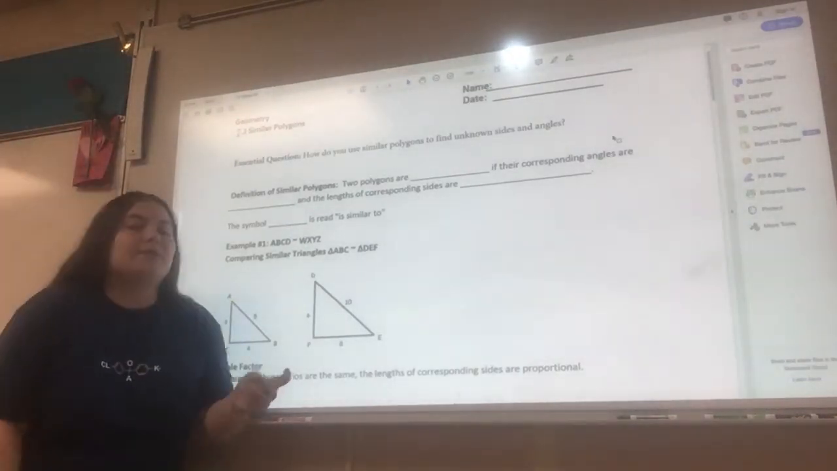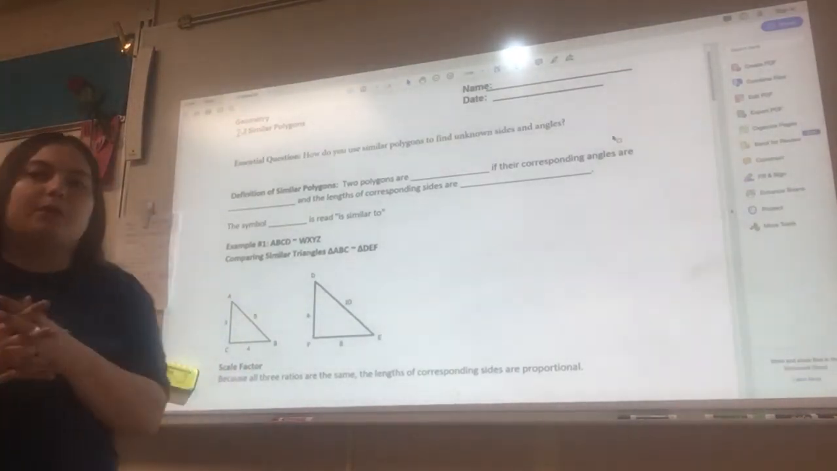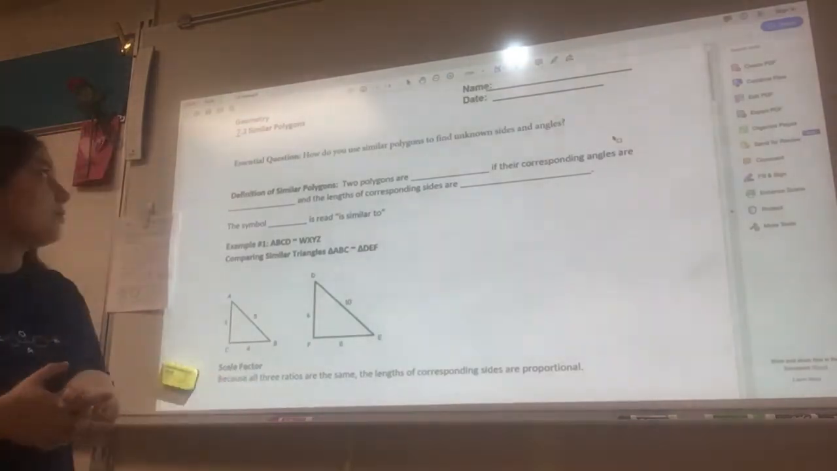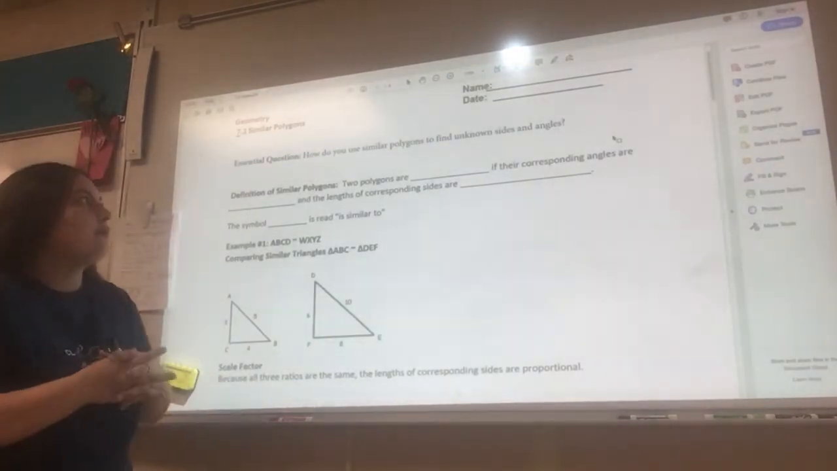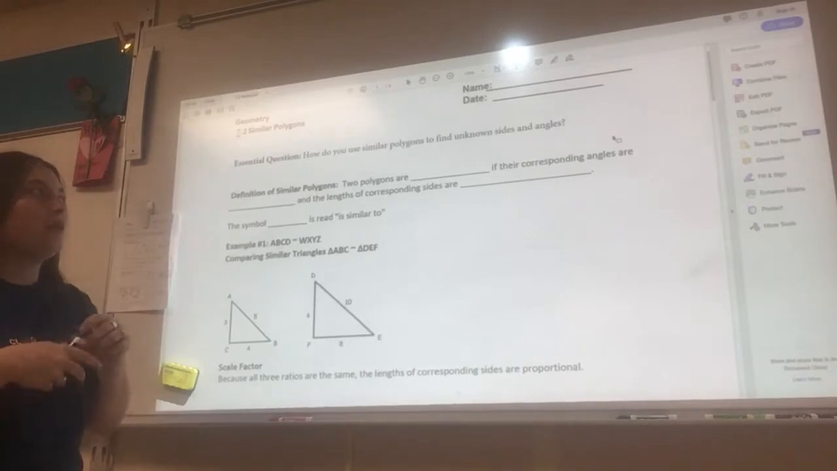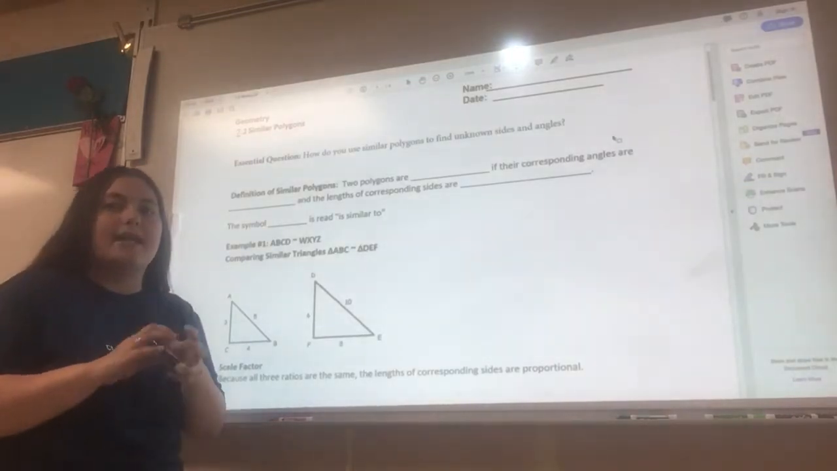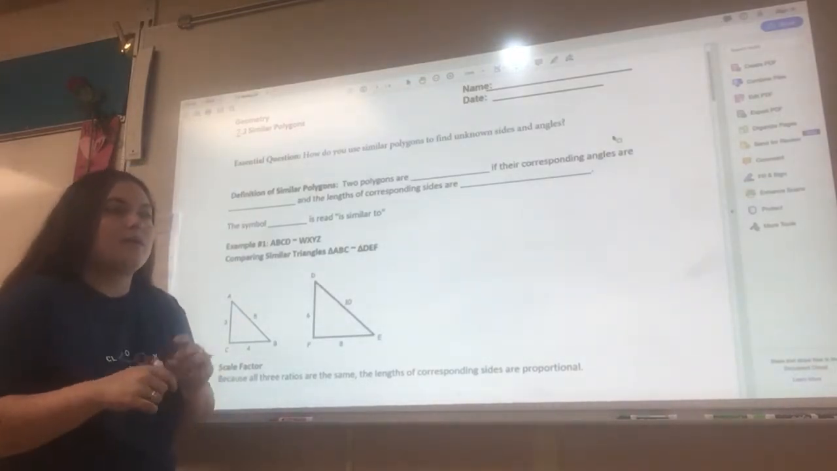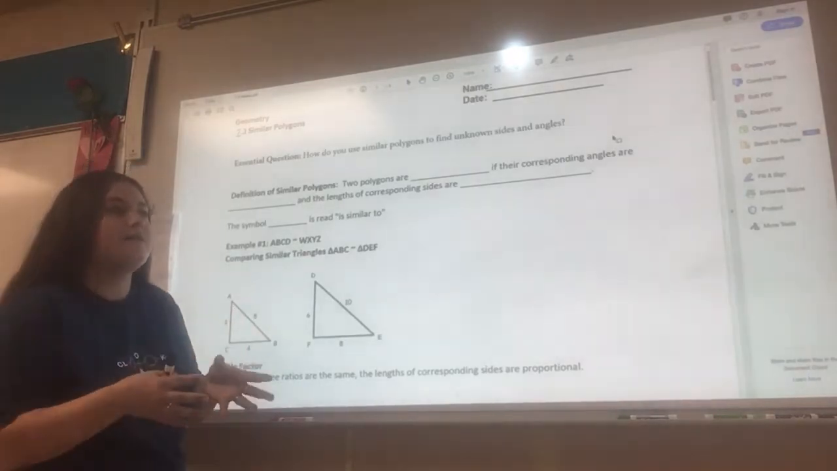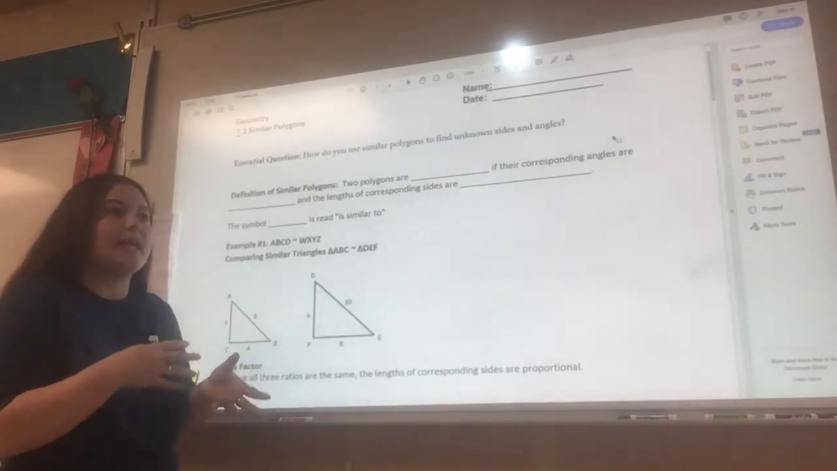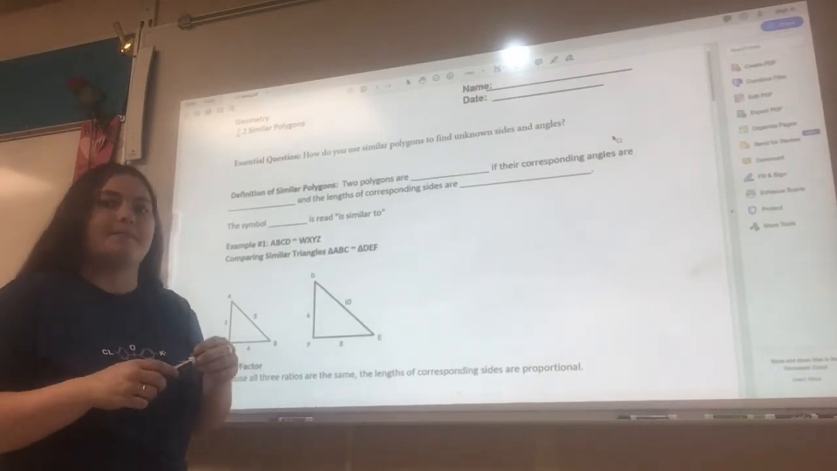Alright, so today we are learning 7-2 similar polygons, and our essential question for today is how are you going to know how to use similar polygons to find unknown sides and angles? So we're going to look at how the polygons themselves help us determine things that are missing on other shapes.